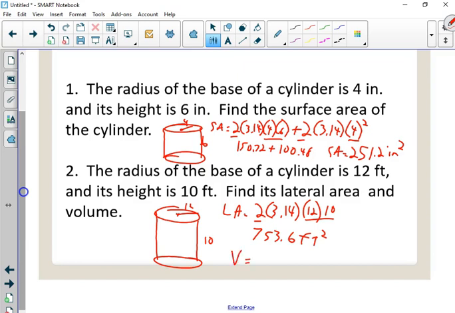And then the volume is going to be pi r squared times the height. So 12 squared is 144. Tack on a 0, that gives you 1440 times 3.14. That's 4,521.6 cubic feet. Remember, it's cubic because it's volume.